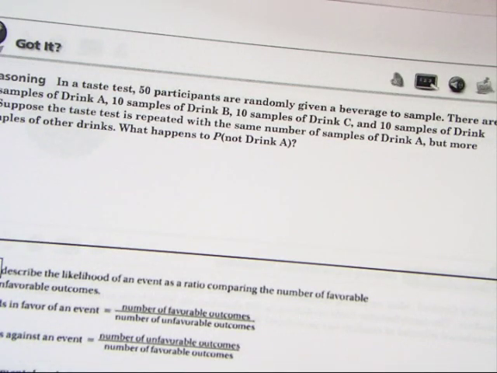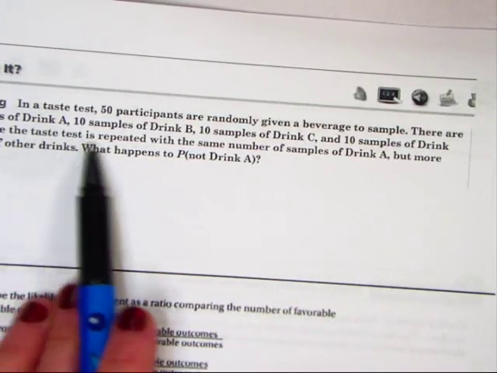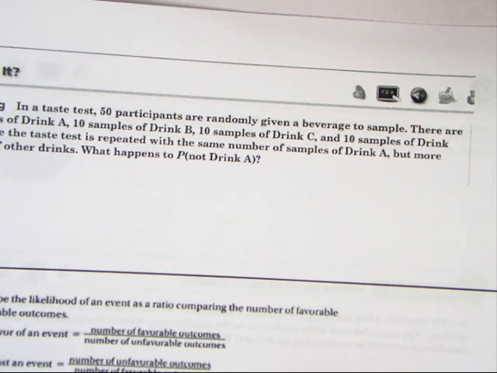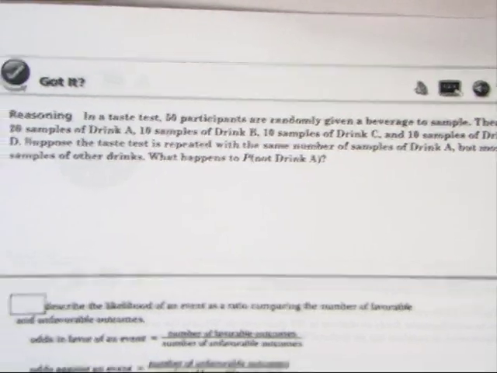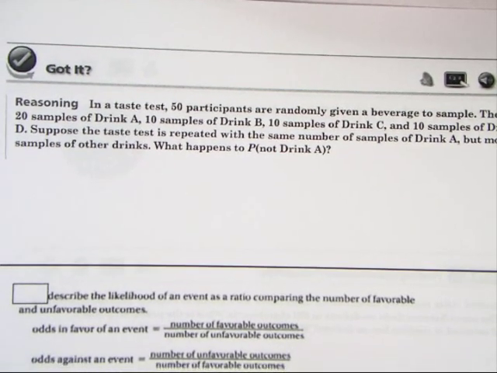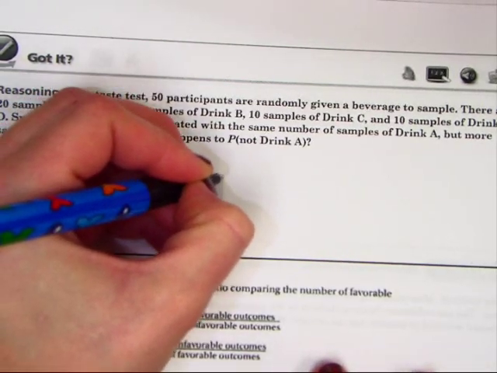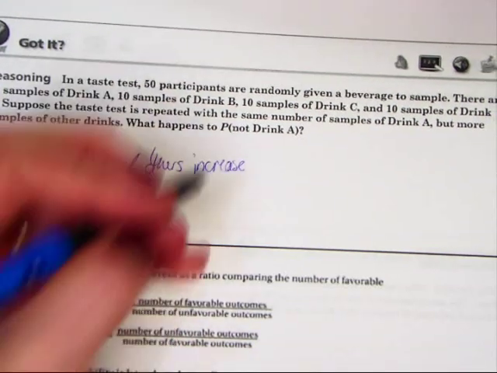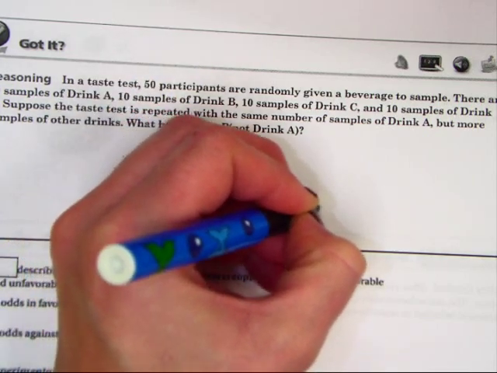In the got it, we have the same drink test, and it says, suppose that the taste test is repeated with the same number of samples of drink A, but more samples of other drinks. What happens to the probability of not getting A? Well, if the other ones increase, that tells us that the probability of not A also increases.